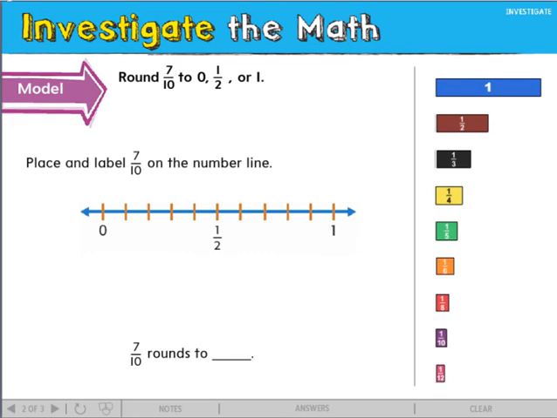Okay. Now we're going to start rounding fractions. We're going to do a couple here with a number line and some fraction tiles. Okay, we want to round 7 tenths to 0, 1/2, or 1.